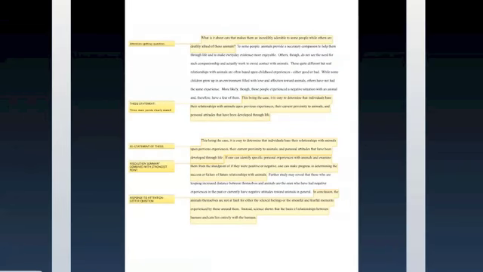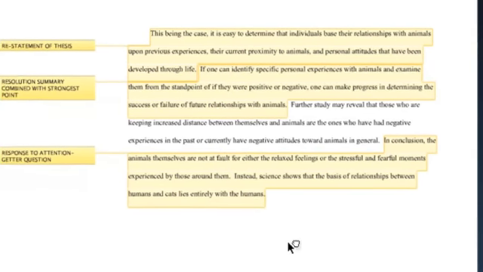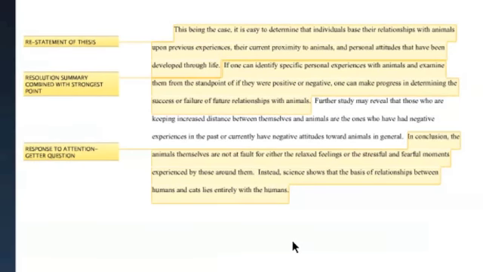Take one example here again. This is that same opening paragraph, and we will zoom in on it a little bit and look at the closing paragraph. Okay, a restatement of your thesis comes first at this point, and this is the same restatement we saw on the presentation just a moment ago. It says, this being the case, it is easy to determine that individuals base their relationships with animals upon previous experiences, their current proximity to animals, and personal attitudes that have been developed through life. So all three of the main points are there. It restates the thesis quite clearly.